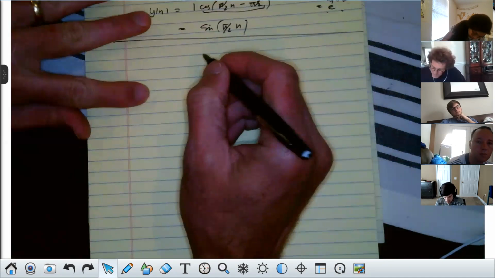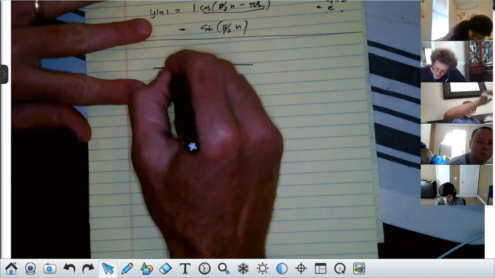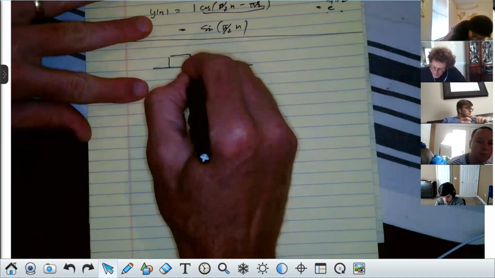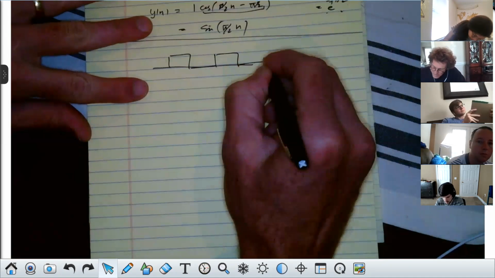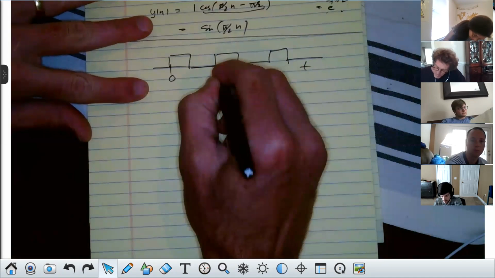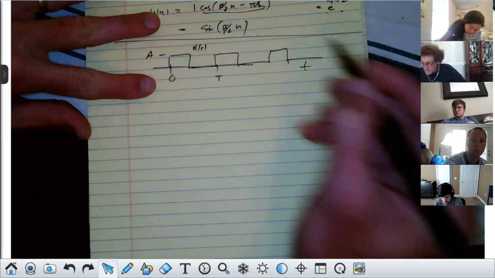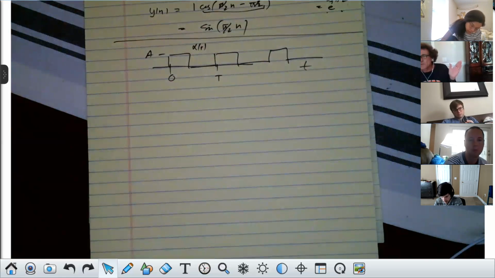Follow me on this. Remember before, if we had a periodic signal, say we had a signal like this, and this is in the time domain, that would be 0, that would be period T, had an amplitude of A, call this x of t. You all know that, right? It goes on forever, it's an everlasting signal.